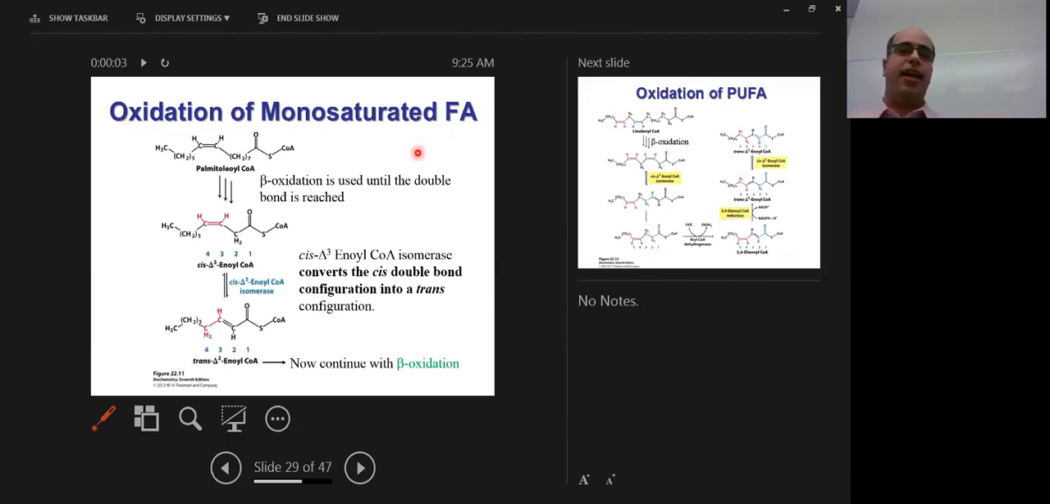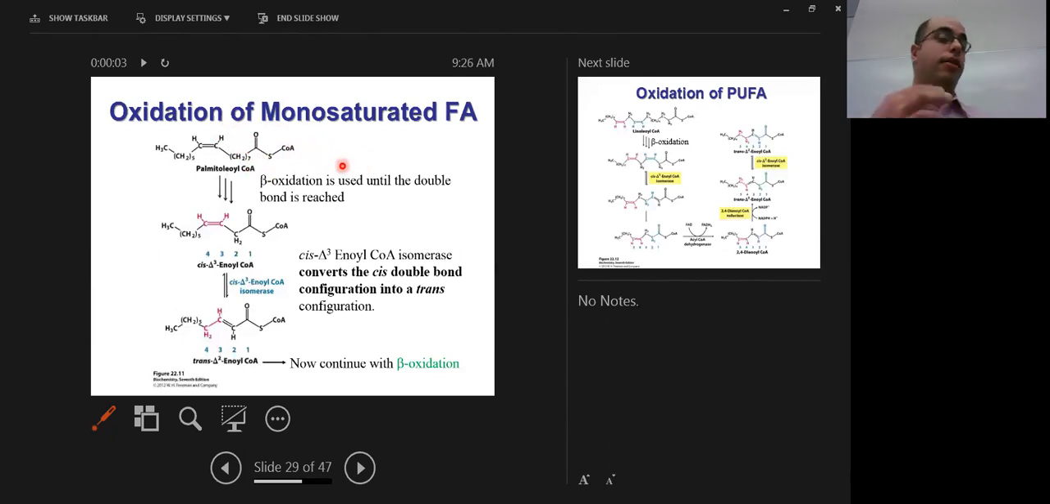One type of fatty acid that's very common is the unsaturated fatty acids. These are the ones with the double bonds. First we'll look at the simplest case, the monounsaturated fatty acids, which only have one double bond. When you encounter this kind of fatty acid, we can go through beta oxidation starting from the very end where the coenzyme A is attached, until you get to that double bond. The enzymes involved in beta oxidation cannot recognize a double bond and use it as a substrate, so we have to go through a different pathway.